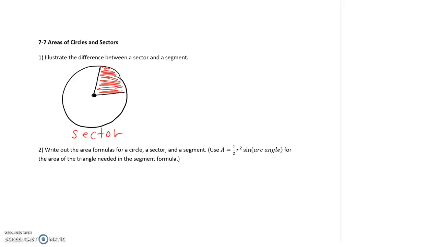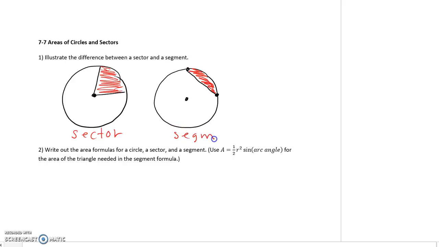On the other hand, a segment is formed by a straight line that does not go through the center of the circle. And it's this little piece of the circle. These are called segments, and they're a lot harder to find the area for. A sector is pretty easy, a circle is pretty easy, the segments are a little bit tricky.